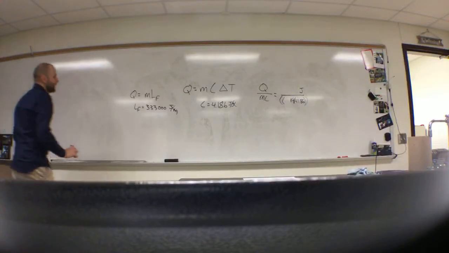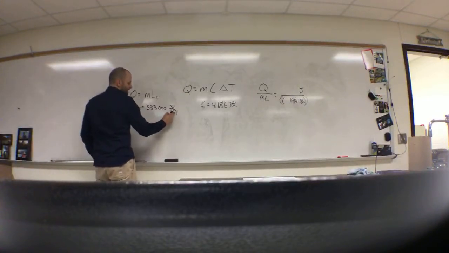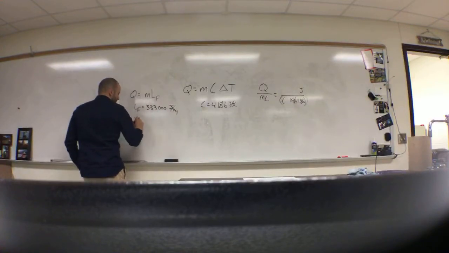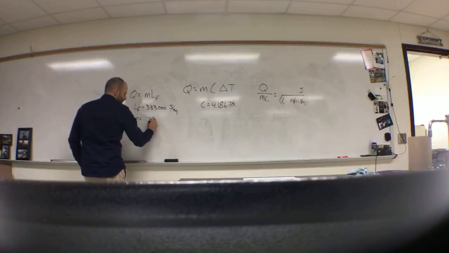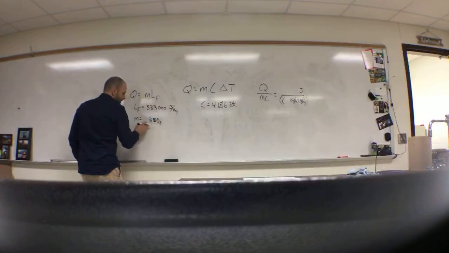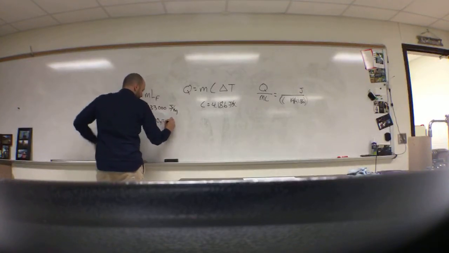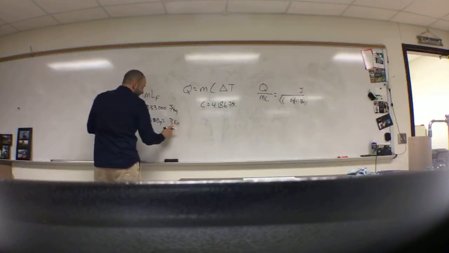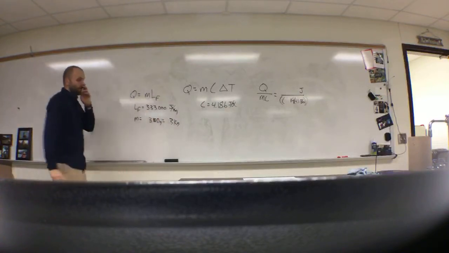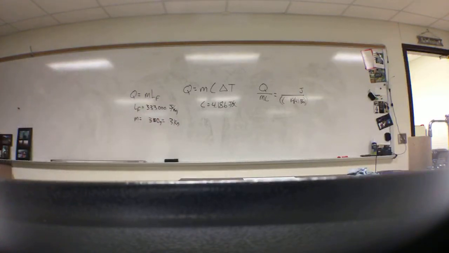So this is in kilograms. It gives you a mass of 300 grams. Divide by 1,000. That means you'll have 0.3 kilograms. And then multiply that number by that number, and you should get your answer.